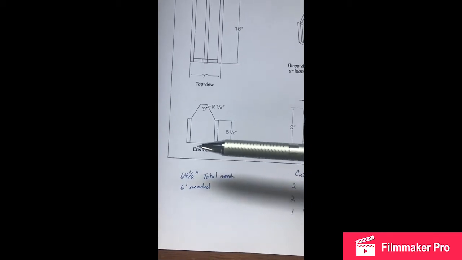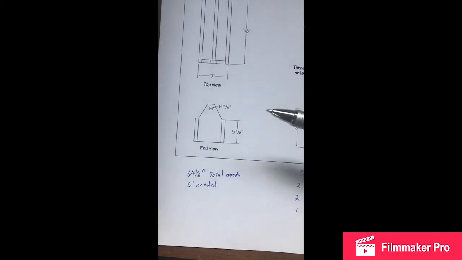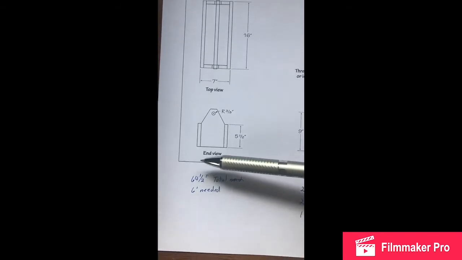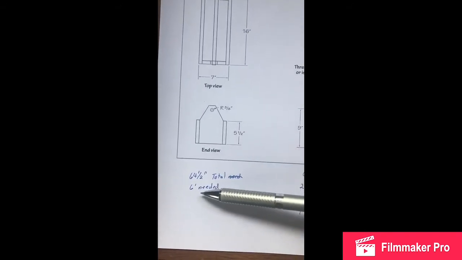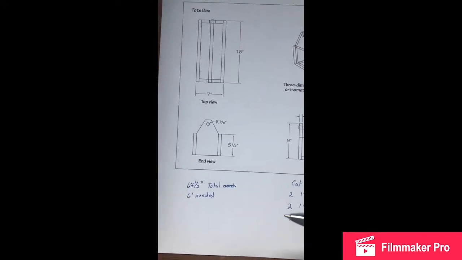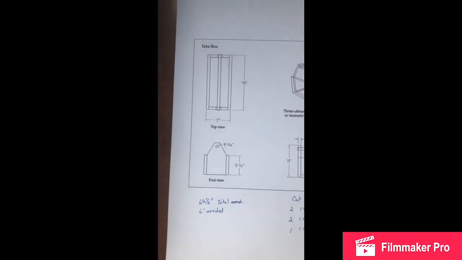We add all that together, and we have 64.5 total inches needed. We don't want to just get a 64.5 inch board, because when we cut it down, we're going to lose material. So we're going to get something bigger. 60 inches is 5 foot. So we're just going to go ahead and get a 6 foot piece of 1x6, and that'll be enough material to cut our cut list.